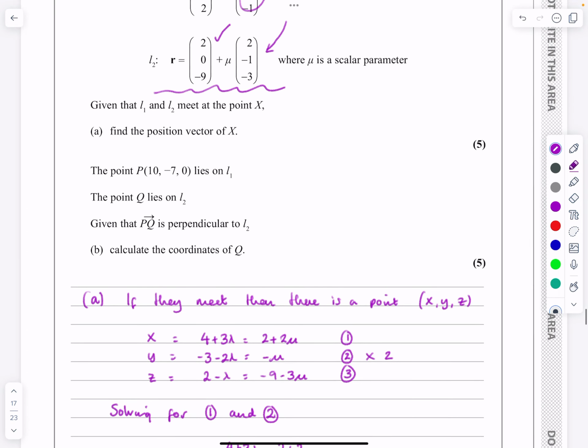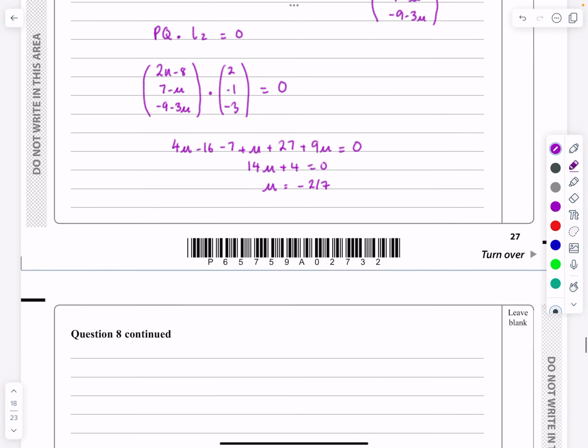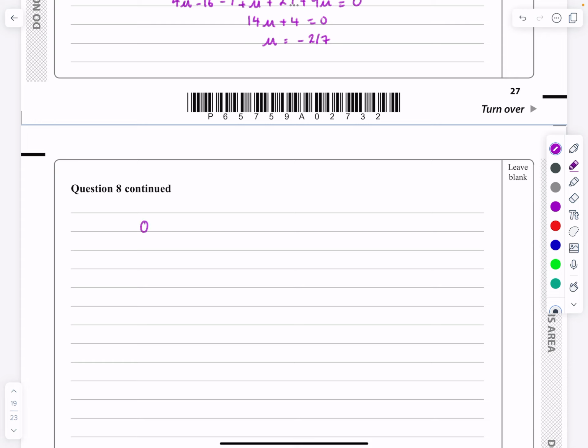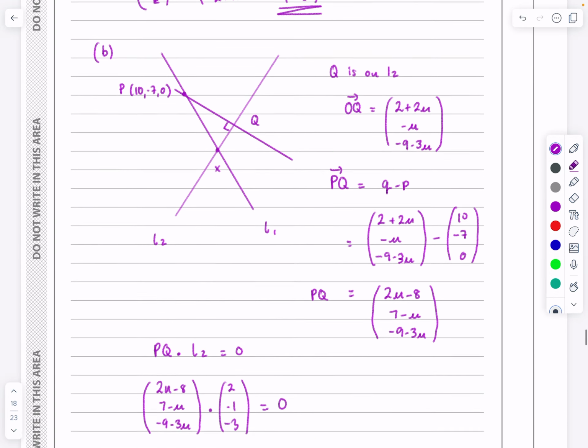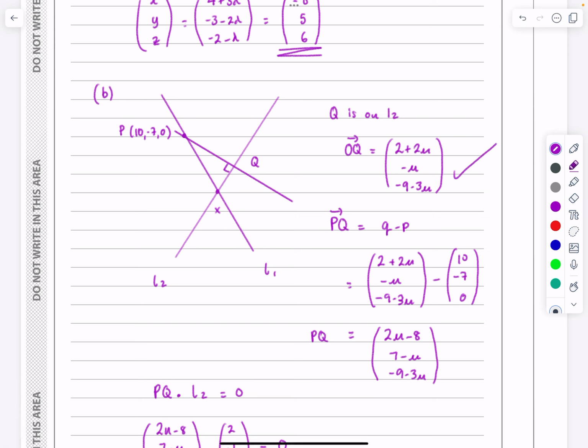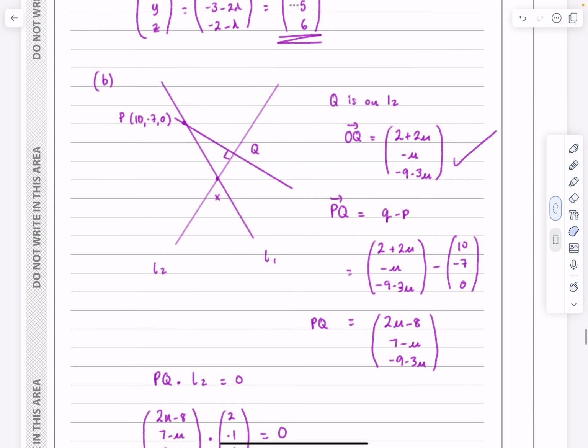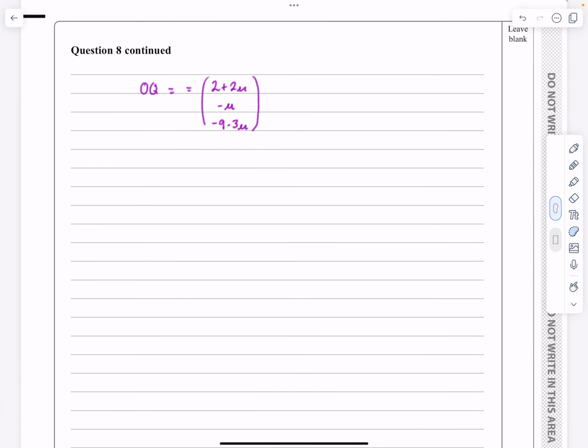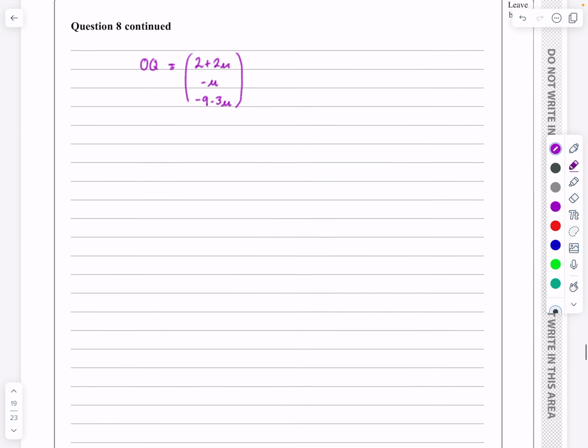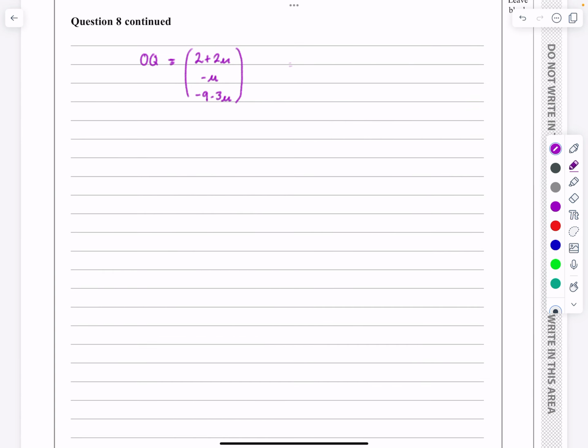Go back and just check the question. The question said, can we calculate the coordinates of Q? So if we want to calculate the coordinates of Q, we then want OQ. So OQ, if you remember, we had earlier on here. OQ is that one there. In fact, I'm just going to take that and put that in to speed up the video here. So OQ is equal to that, with μ being -2/7.